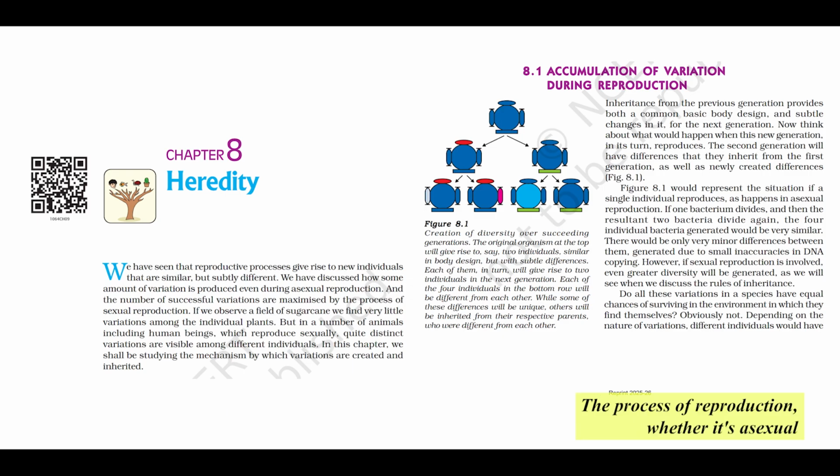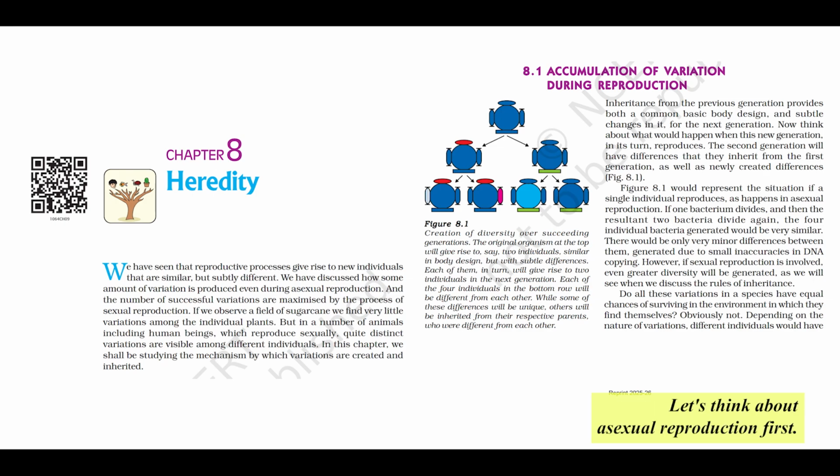The process of reproduction, whether it's asexual or sexual, isn't just about making new individuals. Critically, it's also about introducing these subtle differences, what we call variations. These variations, they're the raw material, the fuel for adaptation, for evolution, the basis of all biological diversity, really.